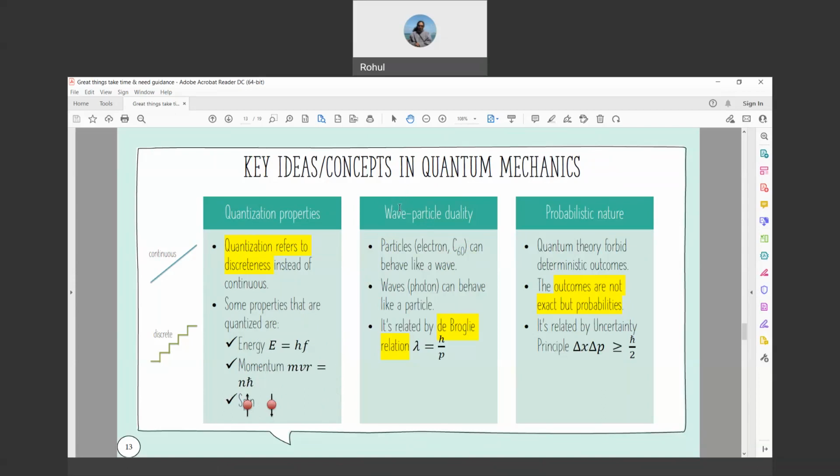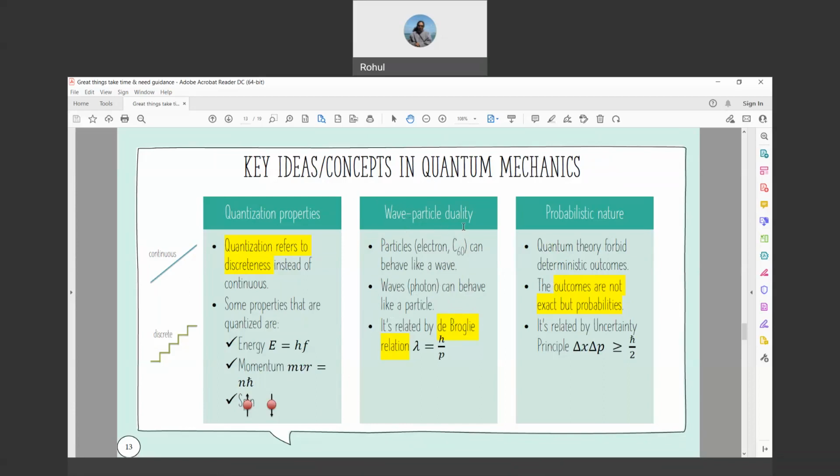The second key idea is wave-particle duality. Particles like electrons or even a carbon-60 molecule can behave like a wave. We will see some examples of that. Waves can diffract and interfere. Or an entity like a photon, which is actually a wave, can also behave like a particle. Photon is just another name for light.